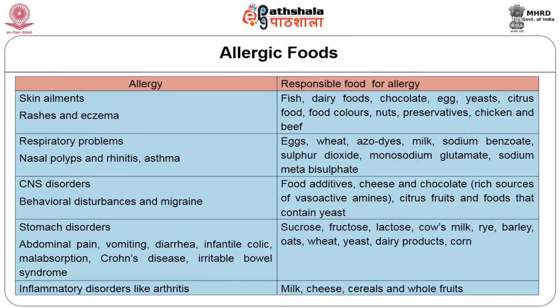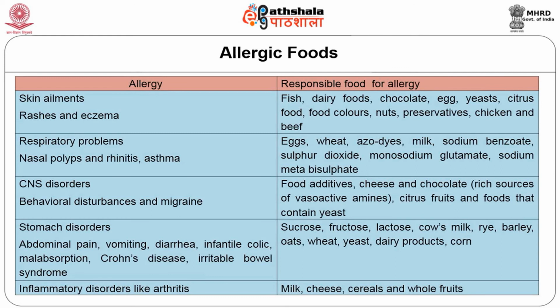Intolerance is different from allergy. Though it may be less severe in nature, repeated consumption of some type of intolerant food may lead to complications. Some of the foods and the allergic reactions they cause are projected here. Consumption of fish, dairy foods, chocolates or any kind of cocoa product, egg, yeast, citrus food, food colors, nuts, preservatives, chicken and beef may create some kind of rashes and eczema.